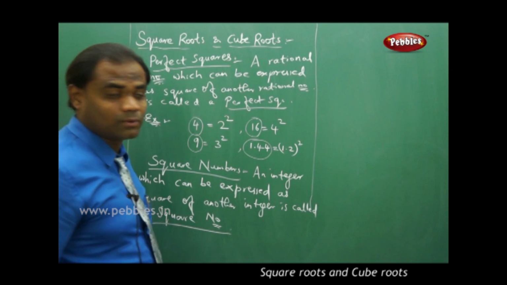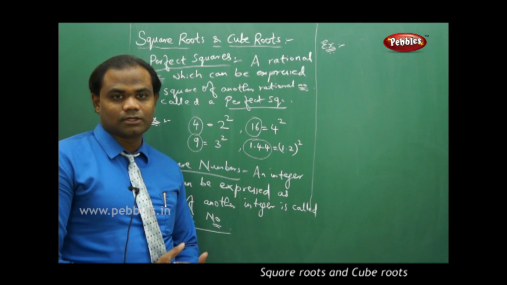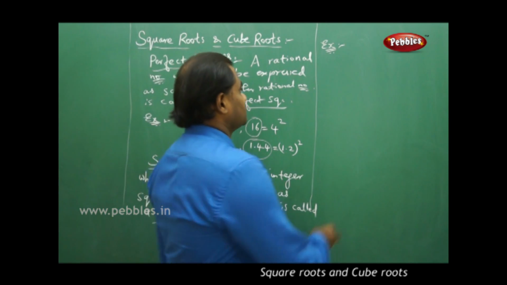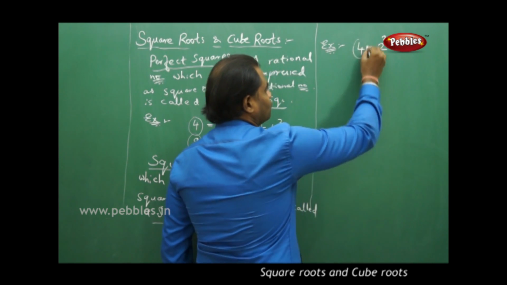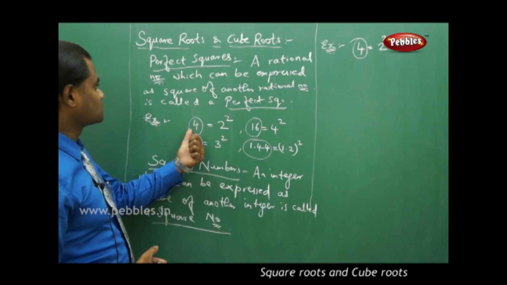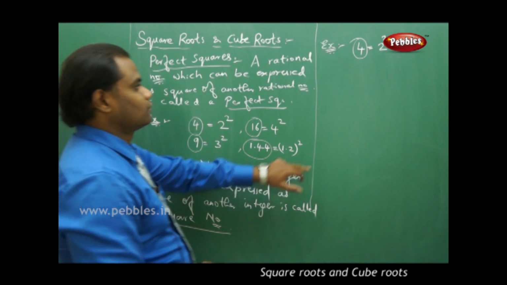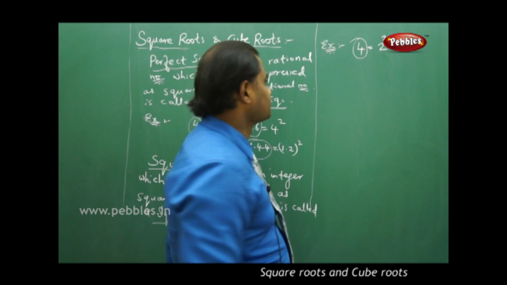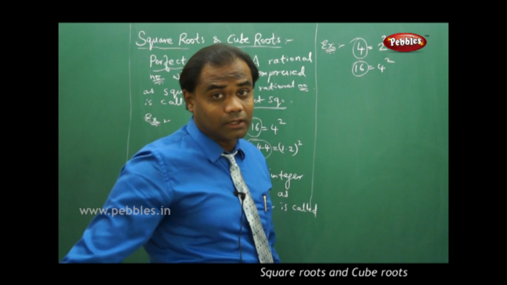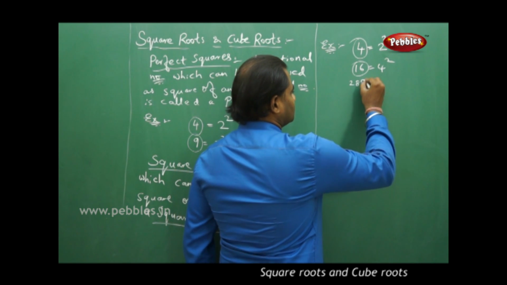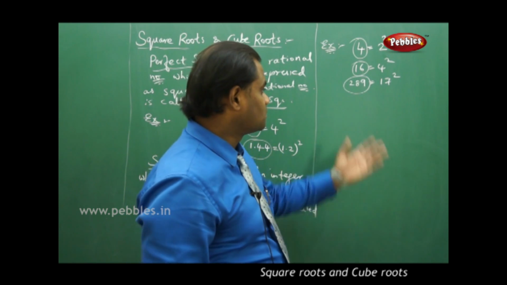Let's see some examples for square numbers. An integer which can be expressed as square of another integer is called a square number. For example, if I take 4, this can be written as 2 square. Therefore 4 is a square number. 4 is also a perfect square, but it's also a square number because 4 is an integer and 2 is also an integer. Then I take 16, which is 4 square. So 16 also is a square number. If I take 289, which is nothing but 17 square, then 289 is also a square number. It is also a perfect square.